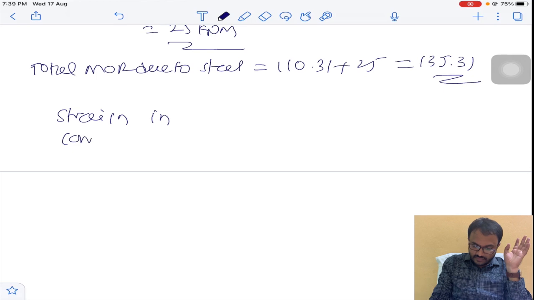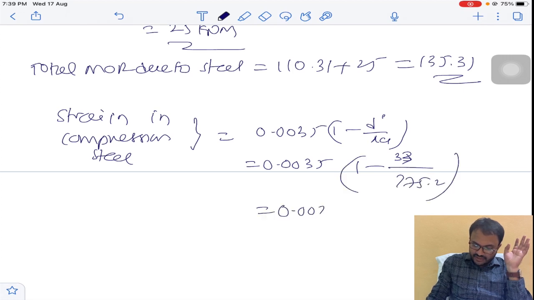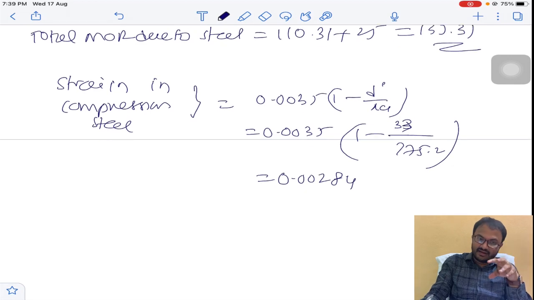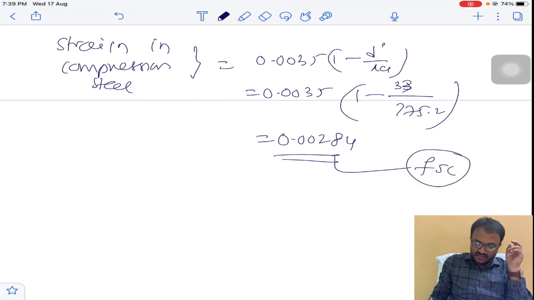Clear? So be careful. So we have a formula, I already explained in the objective question. Strain in compression steel is equal to 0.0035 into 1 minus D dash by XU. So that is equal to 0.0035 into 1 minus D dash is 33, XU is 175.2. You will have it is 0.00284. In the table, that is the data he has given, corresponding to this strain, what is stress? We need to calculate.